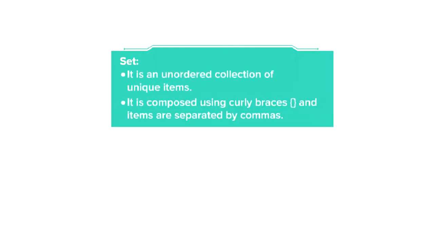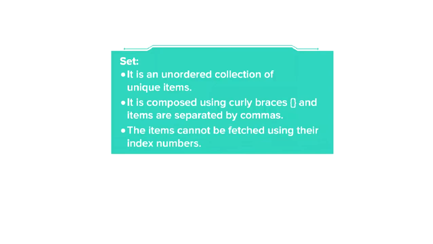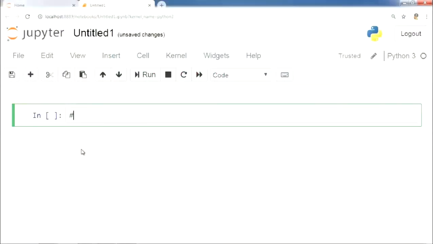Now let's move on to sets. A set is an unordered collection of unique items. It is composed using curly braces and items are separated by commas. Since there is no order, so we cannot fetch the items using their index numbers. Let's define a set containing duplicate numbers.